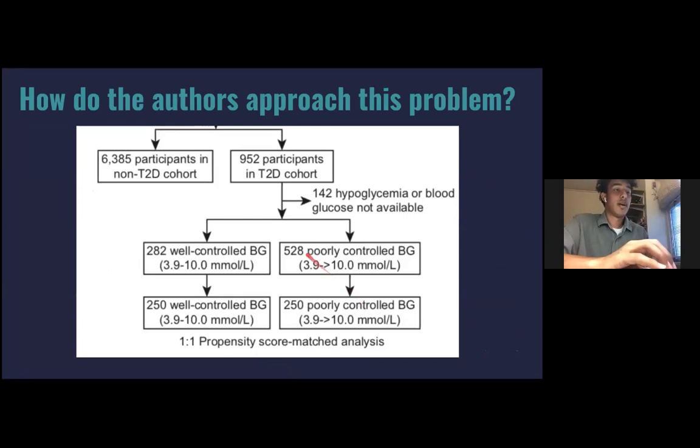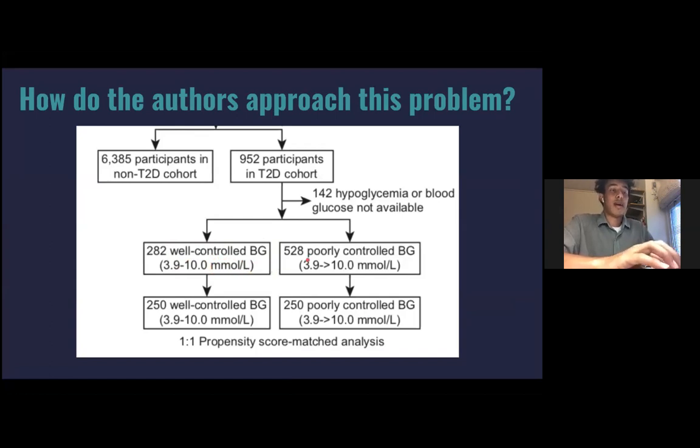Okay, so going further, the researchers divided the 952 type 2 diabetes patients further into two groups. The first group was labeled the well-controlled BG group, where BG stands for blood glucose. In this group were patients that had glucose levels in their blood which were considered to be in a healthy range. Here, this is considered to be from 3.9 to 10 millimolar per liter glucose in the blood. And millimolar per liter is just a measure of concentration.